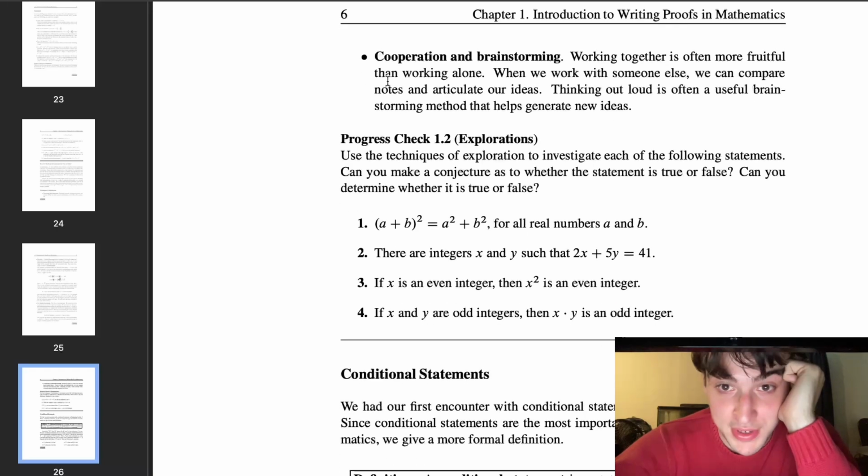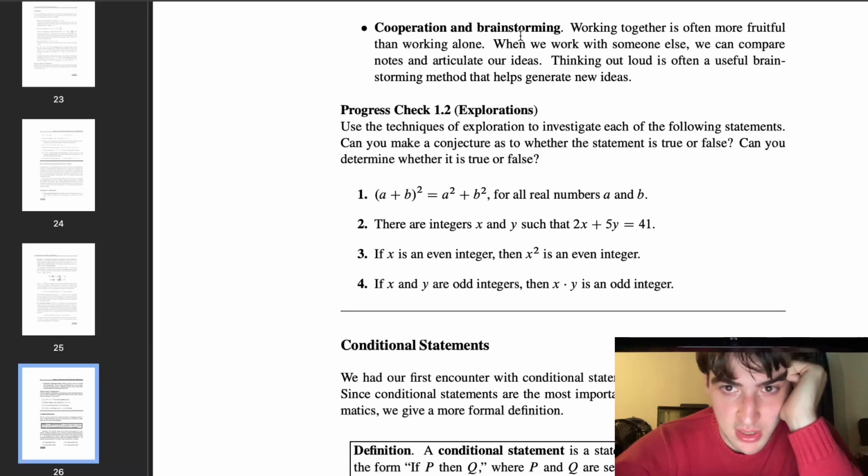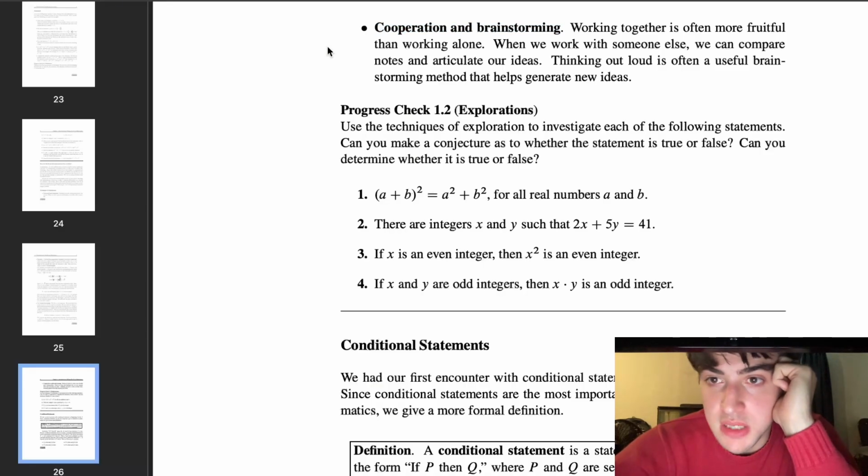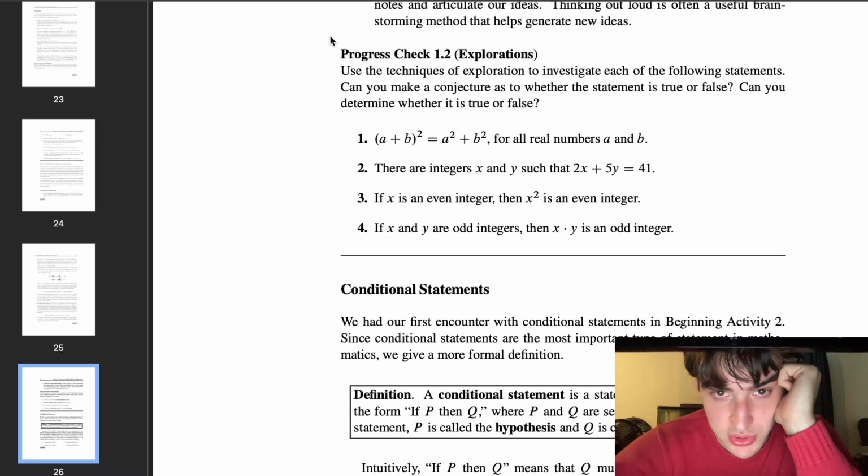Next, cooperation and brainstorming. This is another example of generating conjectures, I guess. Working together is often more fruitful than working alone. When we work with someone else, we can compare notes and articulate our ideas. Thinking out loud is often a useful brainstorming method that helps generate new ideas. Putting your heads together, essentially.